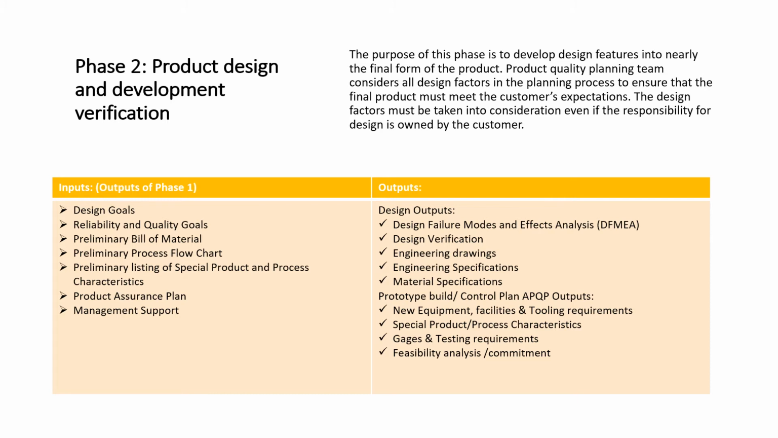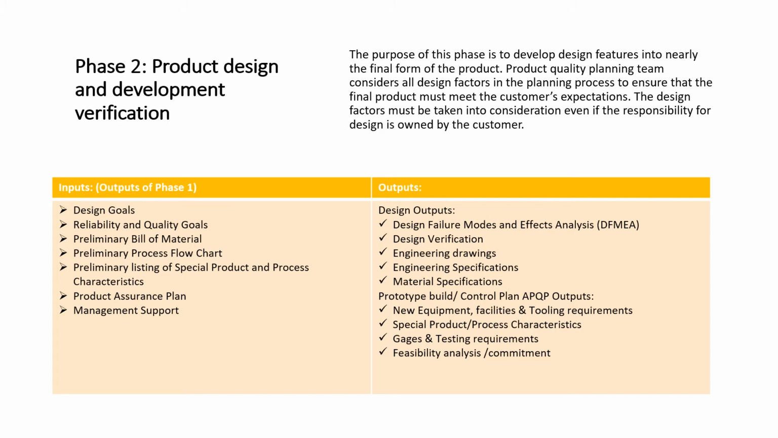So even this is a design freezing phase, okay. And you need to freeze the design, you need to develop accordingly, and we need to verify the product as well. So all these things come under one umbrella. So inputs are the outputs of phase 1, that is design goals, reliability and quality goals, preliminary BOM, preliminary PFC, preliminary listing of special product or process characteristics, product quality assurance plan, and management support.